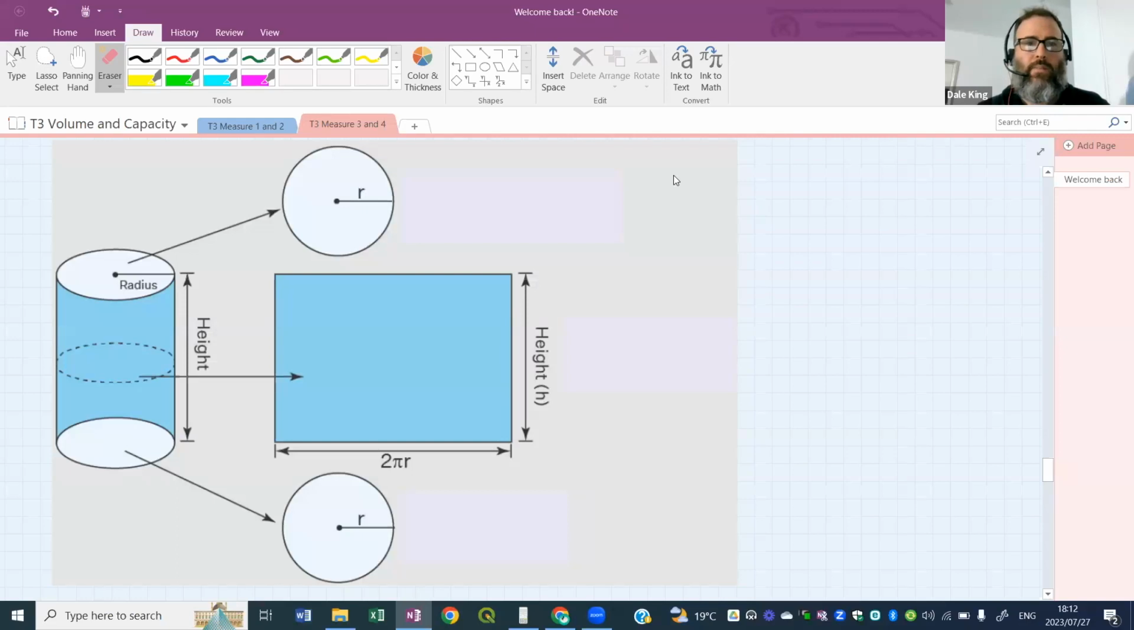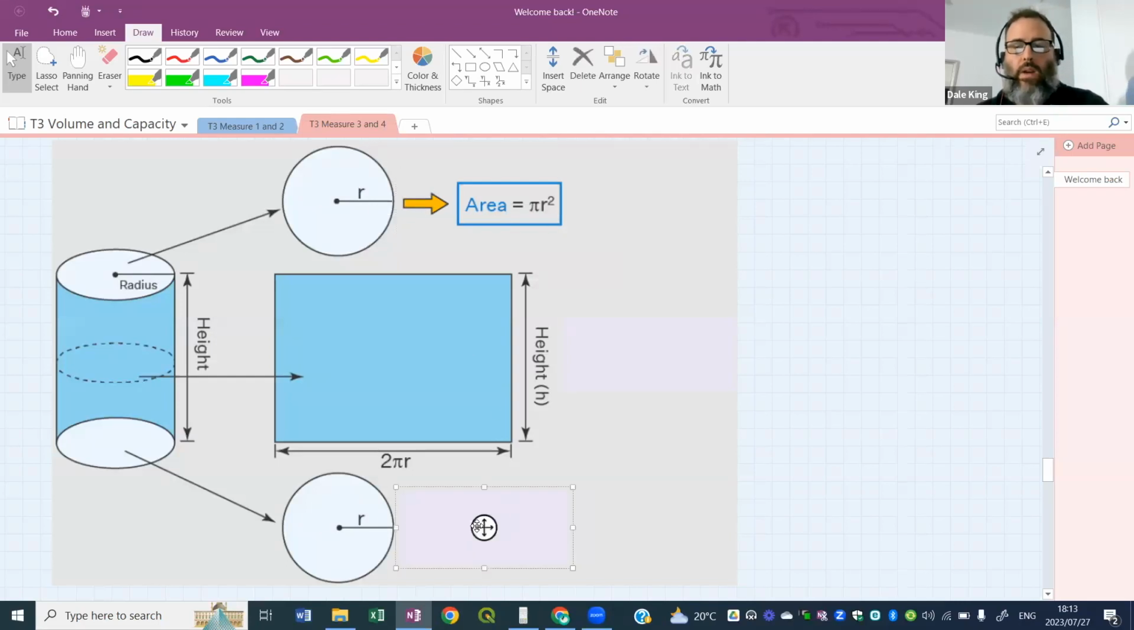Okay, so we have to work out 3 shapes. 2 circles, there they are, and then 1 rectangle. All right, circles are easy. We know the formula for circles. Okay, they are pi r squared. All right, the area of that circle is pi r squared, and the area of this circle down here, also pi r squared. So we need 2 pi r squareds.